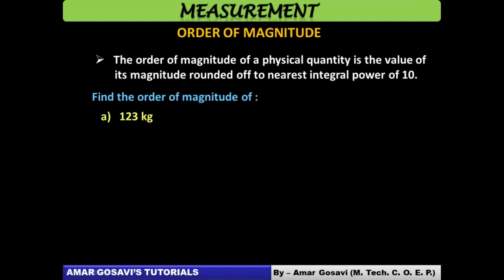The first one, say for example, I measure the mass as 123 kg, and now I need to find out the order of magnitude of this quantity. Obviously this is a physical quantity, and which physical quantity am I talking about? It's the mass basically. So how will we find out the order of magnitude of 123?